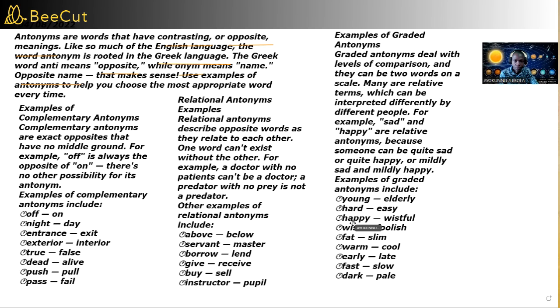Hard, easy, happy, wishful, wise, foolish, fat, slim, warm, cool, early, late, fast, slow, dark, pale, and so on. So these are graded antonyms.